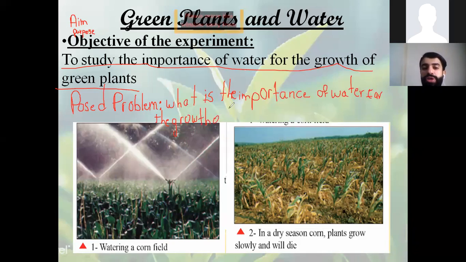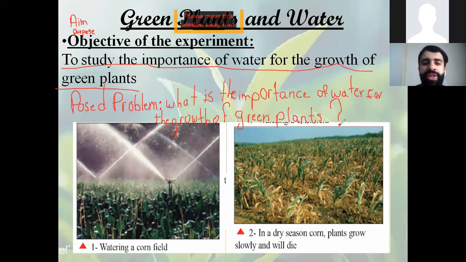So the posed problem is very similar to the aim, but it should be in the form of a question. Here don't forget to put the question mark. So why do we do this experiment? To study the importance of water for the growth of green plants. What is the posed problem?